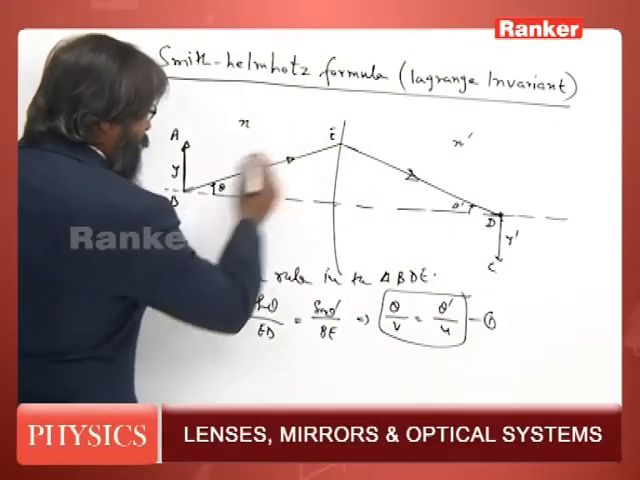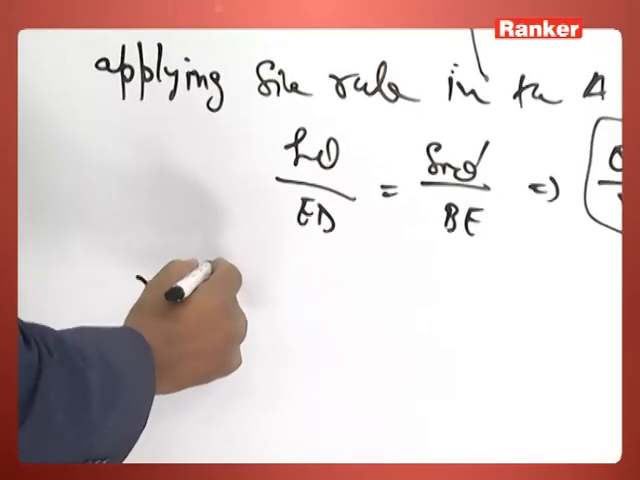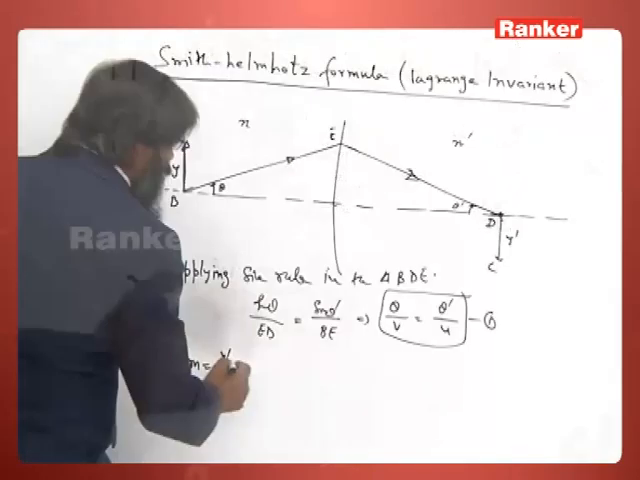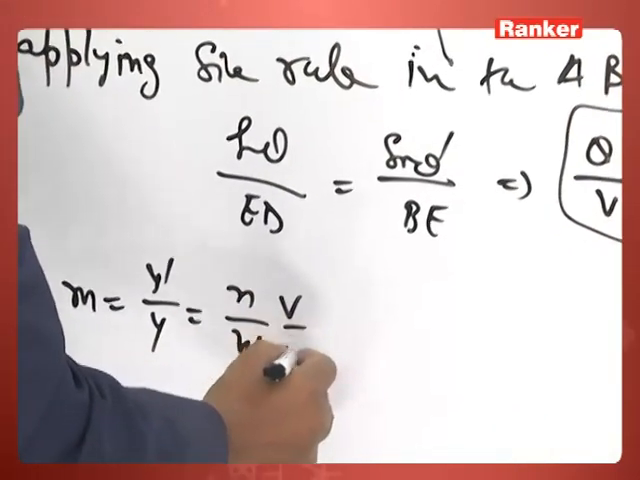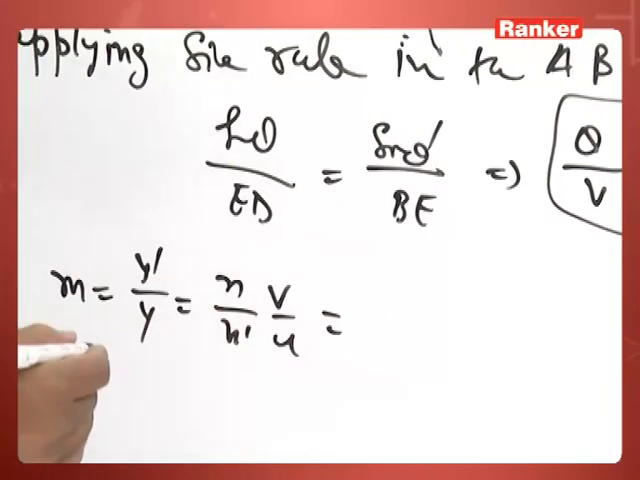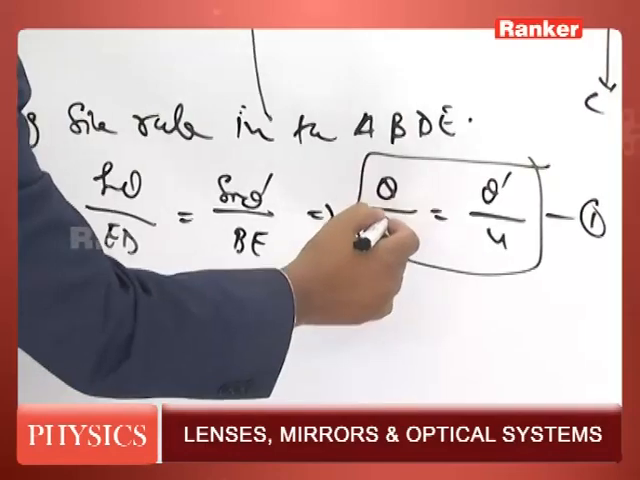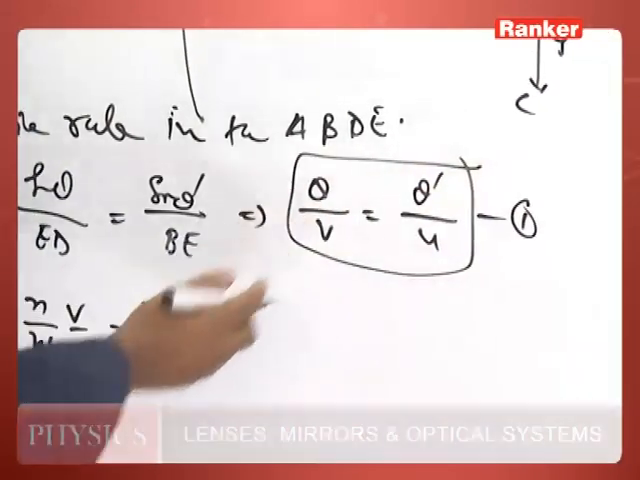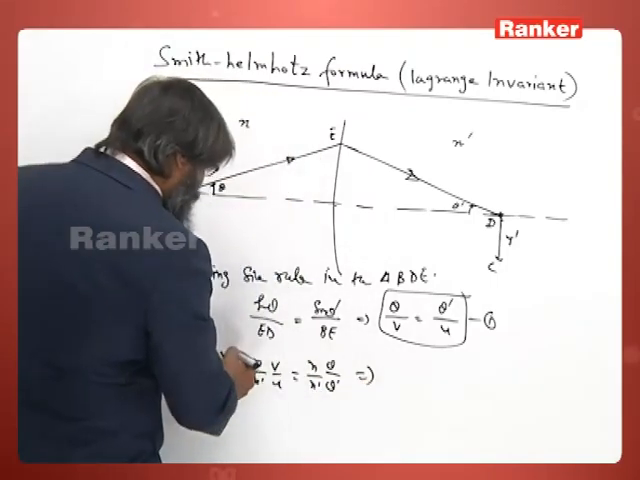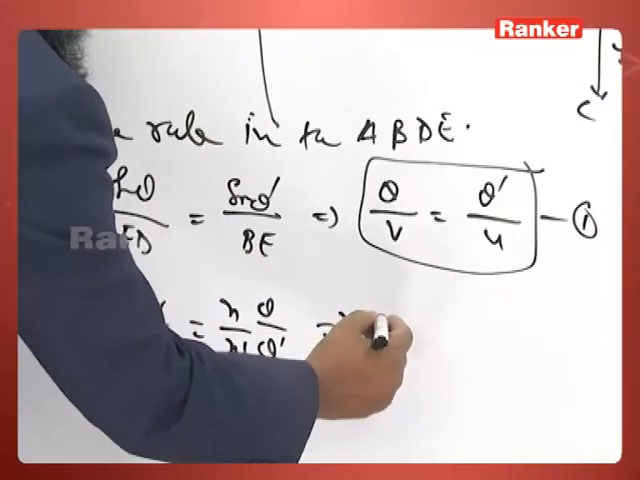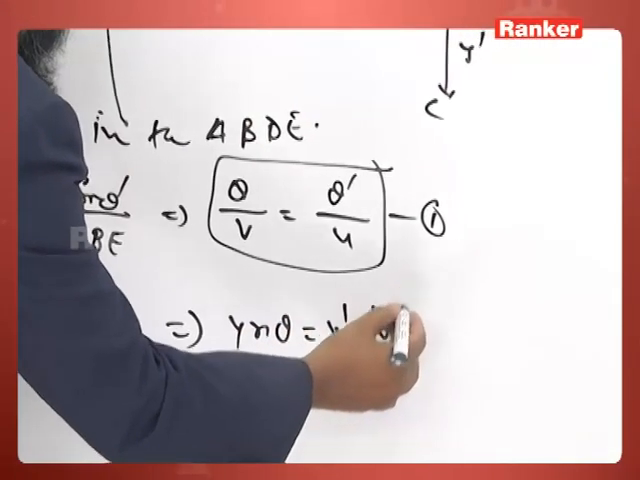Now, we define the magnification due to this surface, as we have already defined, M is equal to y dash by y is equal to n by n dash times V by U. Now, n by n dash times V by U is theta by theta dash, which implies y n theta is equal to y dash n dash theta dash.